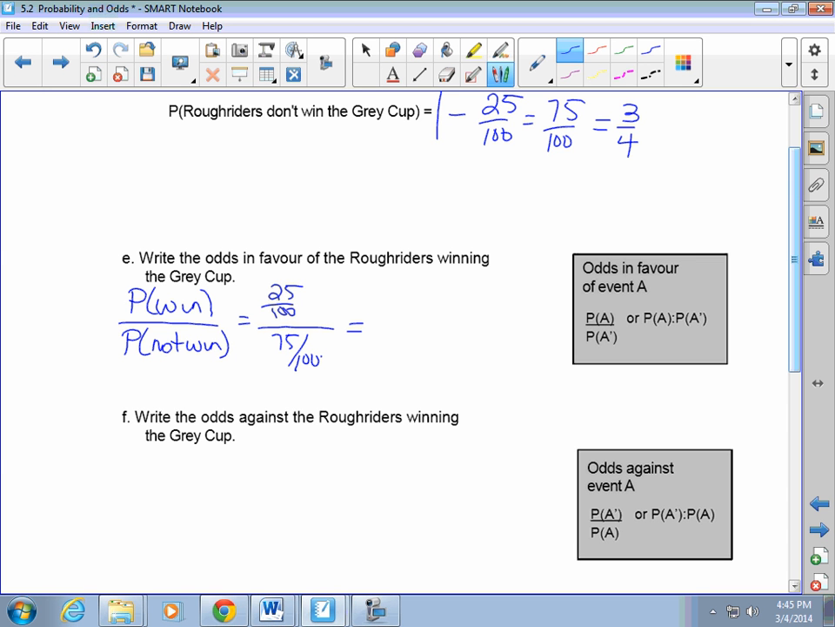If we're dividing with fractions, we multiply by the reciprocal, so we'd have 25 over 100 times 100 over 75. The 100 cancels and we're left with 25 over 75, which is 1/3. Or as a ratio, you'd have a 1 to 3 chance, or odds in favor of them winning.